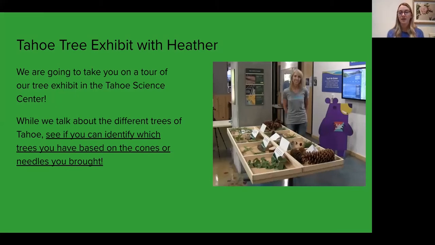So in a second, I'm going to pass this on to Heather, who's going to take you on a tour of one of my favorite exhibits in the Tahoe Science Center, which is our Trees of Tahoe exhibit. She is going to go through the 8 most common tree species in Tahoe and how you can identify them. And while she's talking about these different trees, I want you to see if you can figure out what trees you have outside based on the traits that she tells you about. So if you were able to bring in pine cones or pine needles, or if you can see any trees from where you're at, see if you can figure out what those are based on the information that Heather gives you. So I'm going to pass it over to Heather now.